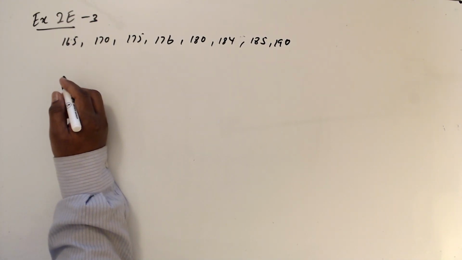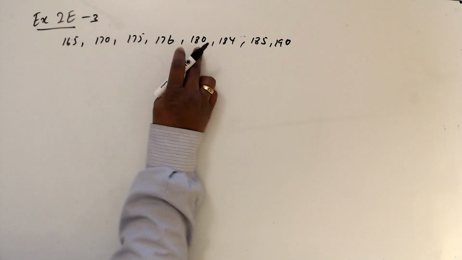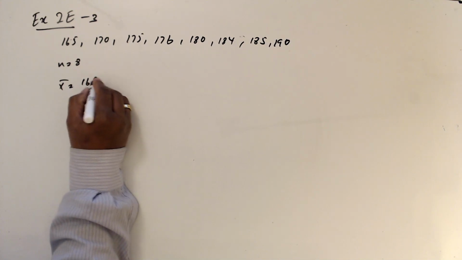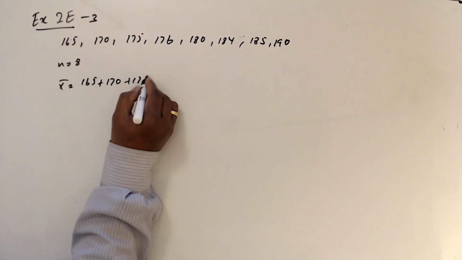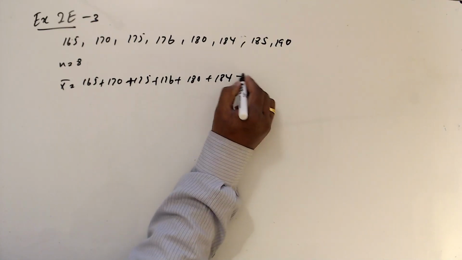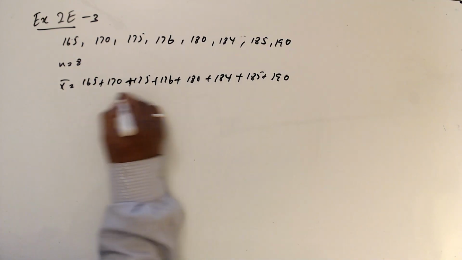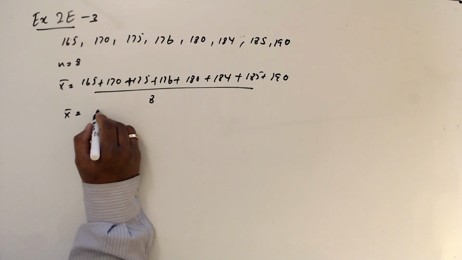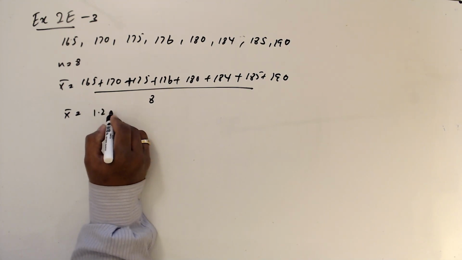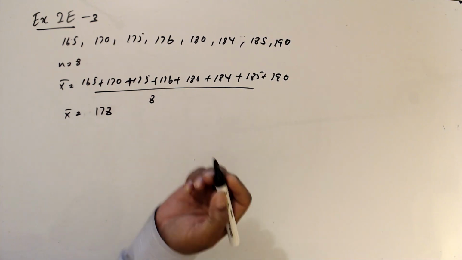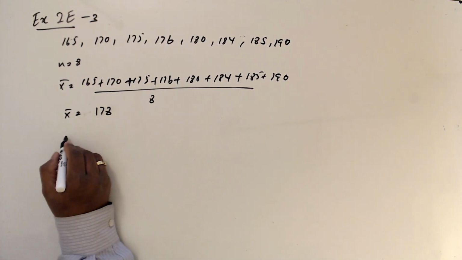Question number 3. This is about a student height, and we want to find the mean. So 1, 2, 3, 4, 5, 6, 7, 8. So n equal 8. So x bar is 165 plus 170, 175 I wrote in ordered manner, 180, 185 and 185 plus 190 divided by 8. So the x bar is going to be approximately 178.